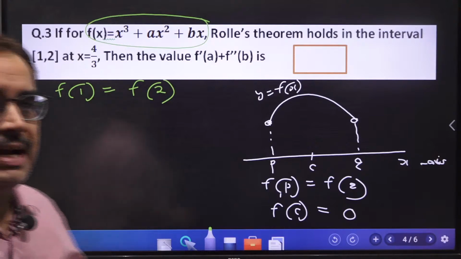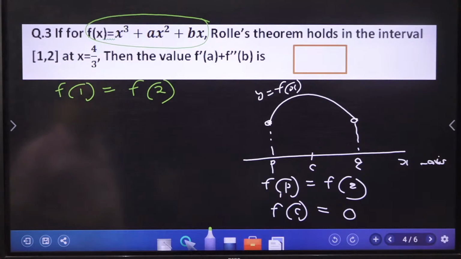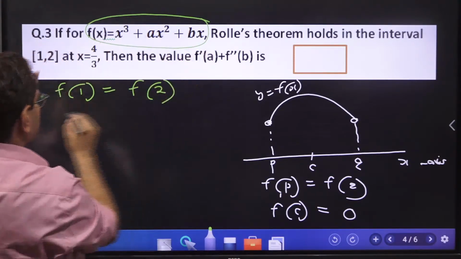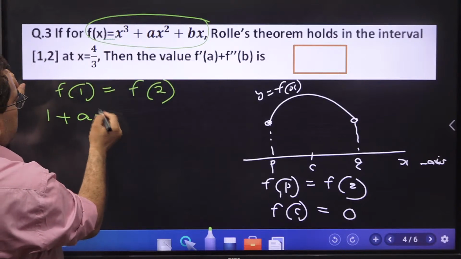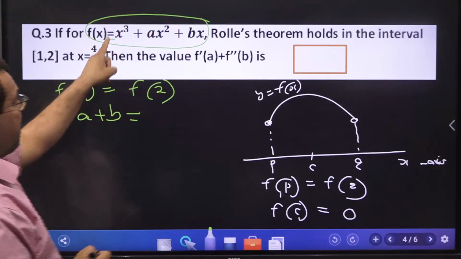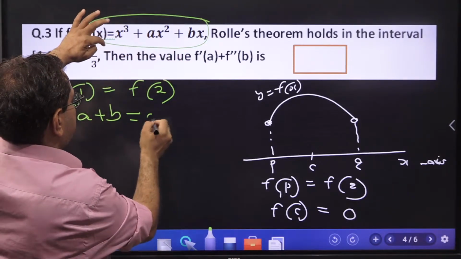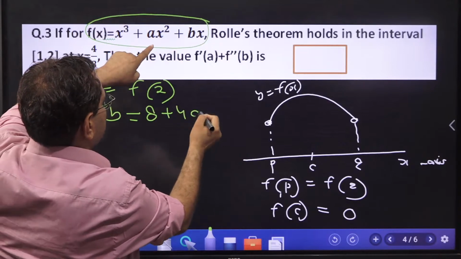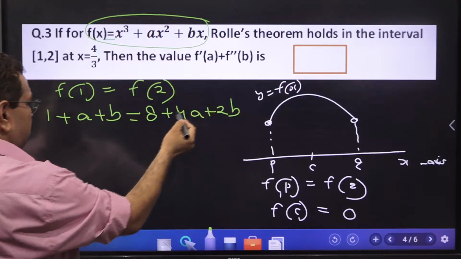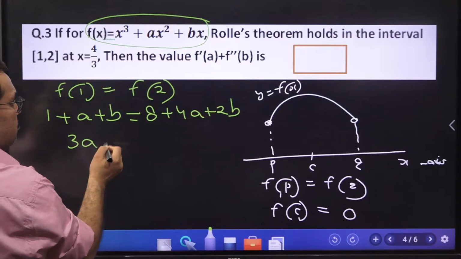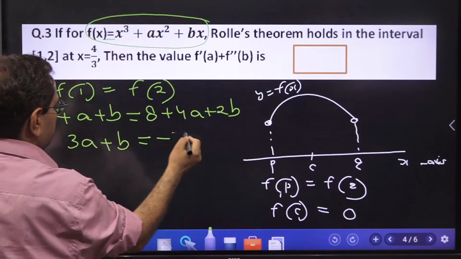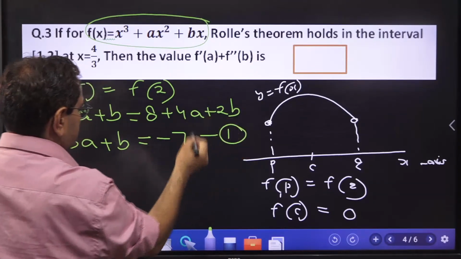So Ketul is getting 171. Okay, let us check, Ketul. So f(1) is what? Putting x equal to 1 here, 1 plus a plus b. This is f(1) and this is equal to f(2). So putting x equal to 2 here, 8 plus 4a plus 2b. Okay. Now we get 4a minus a, 3a, plus 2b minus b, equal to 1 minus 8, minus 7. This gives the first relation between a and b.